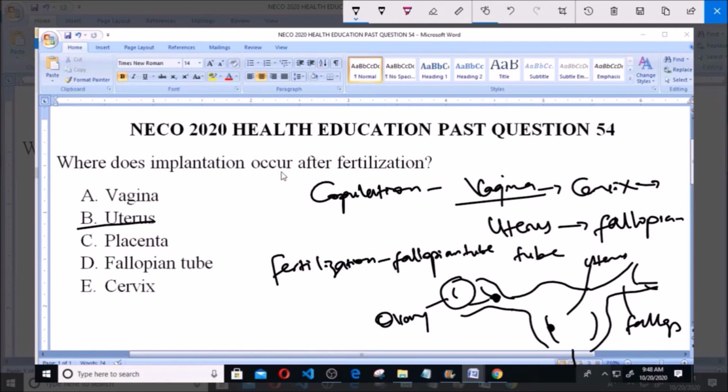Implantation occurs in the uterus after fertilization, whereby fertilization occurs in this fallopian tube. So implantation occurs in the uterus. So uterus is the correct answer to this question. Another name for the uterus is the womb.